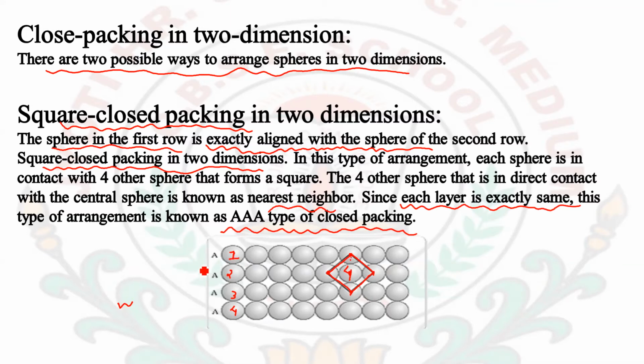We call it the AAA arrangement of close packing, or square close packing in two dimension. Next.